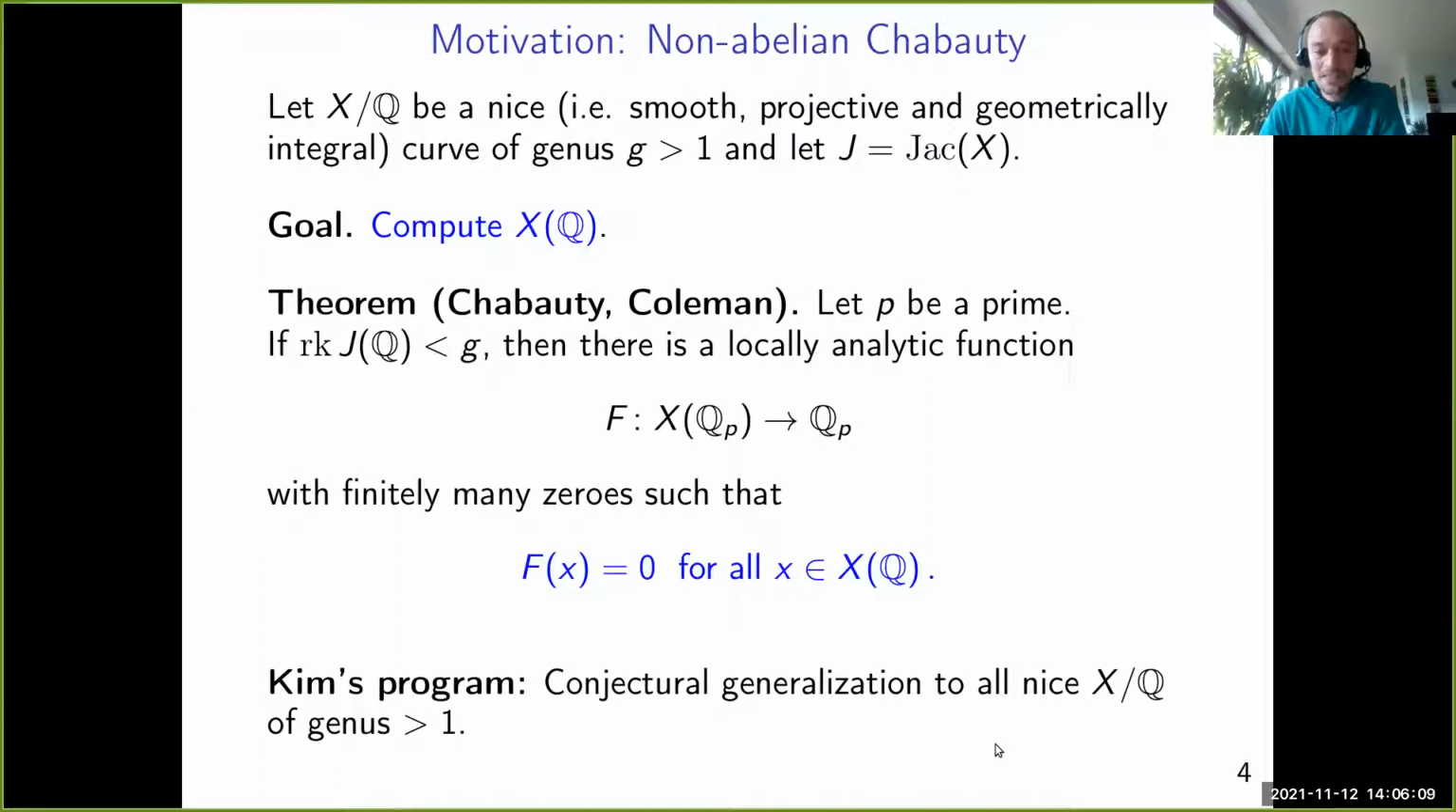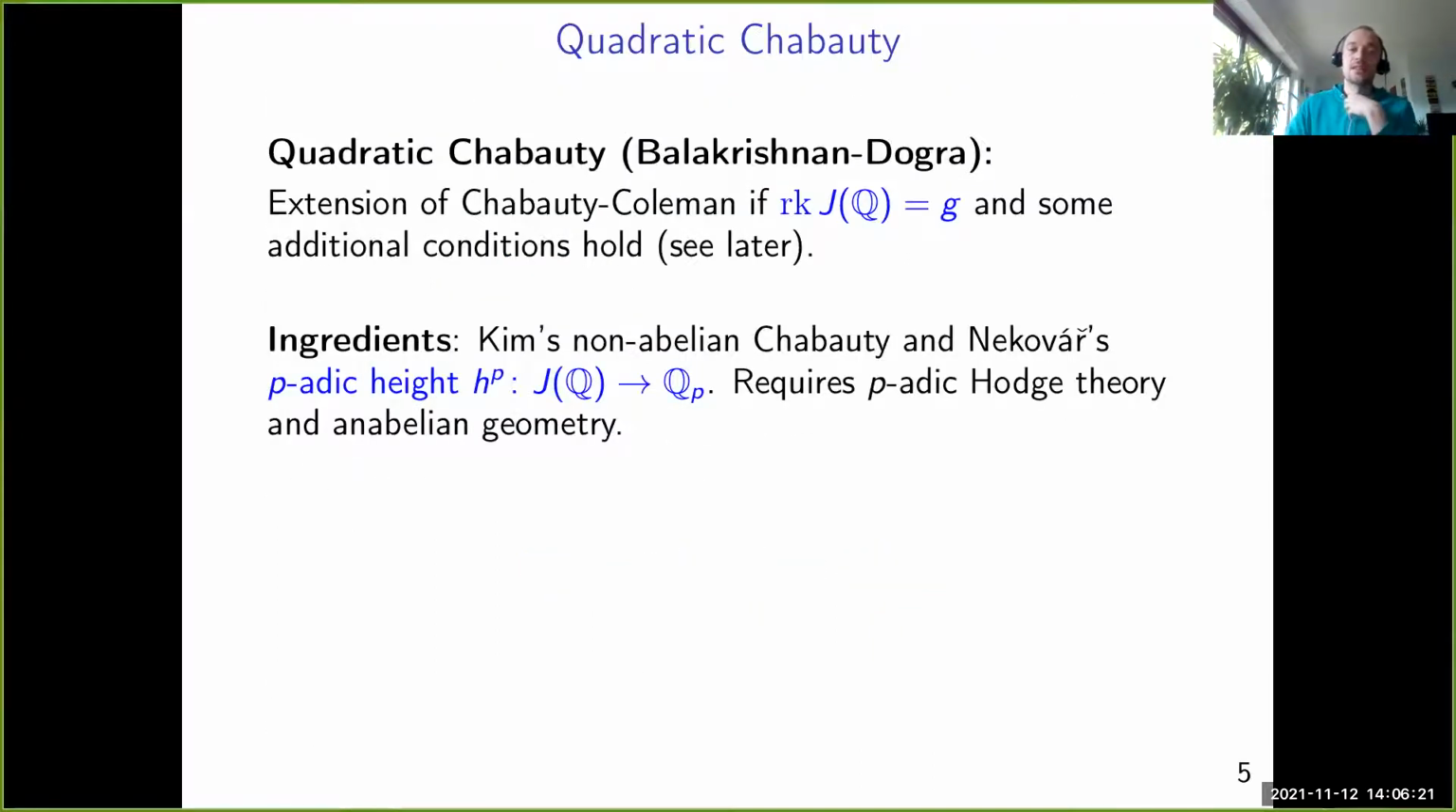And one of the reasons is that Kim's program uses anabelian geometry and P-adic Hodge theory, which in itself is, you know, quite far away from explicit methods. But there is a situation where this has been made explicit, and that's the Quadratic Chabauty situation. So I'll just summarize this here. This technique, in this form, is due to Balakrishnan and Dogra.